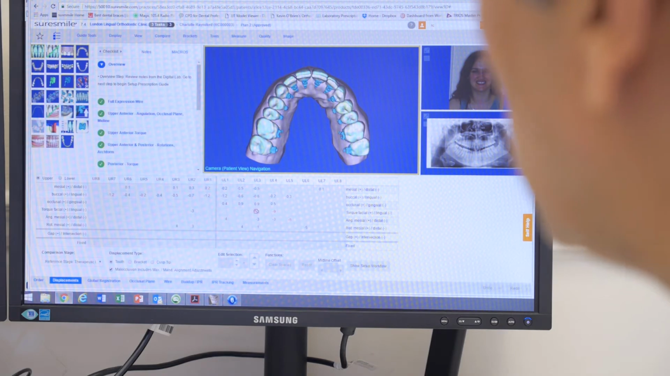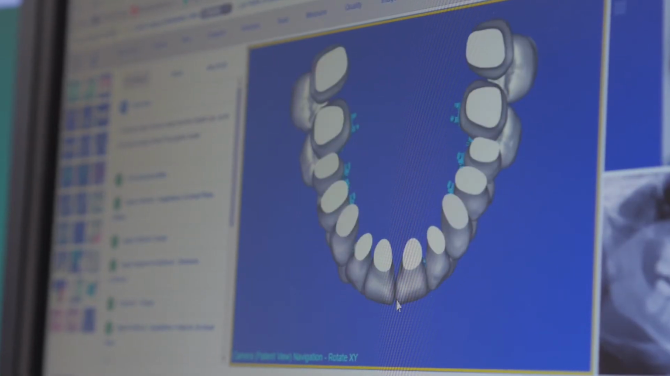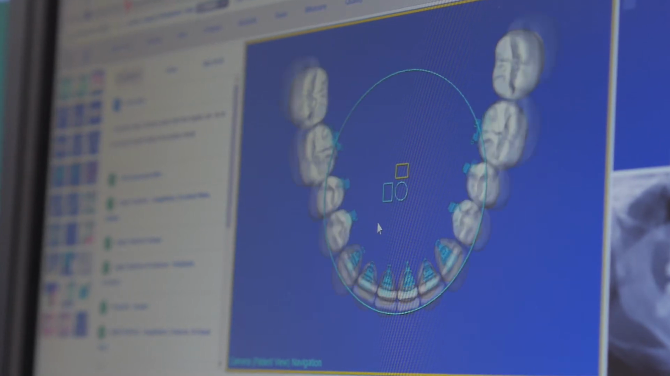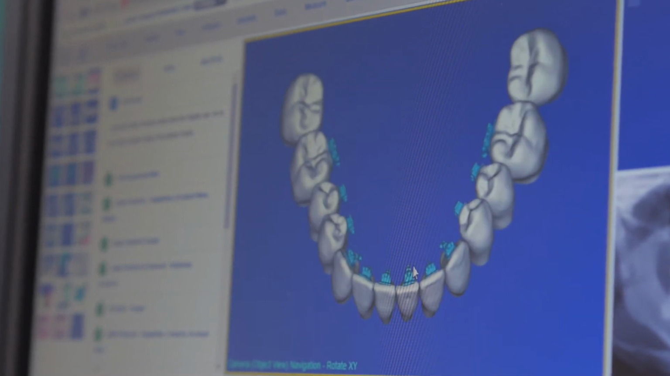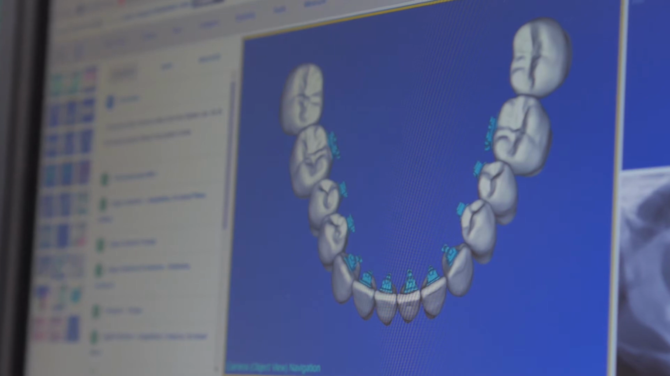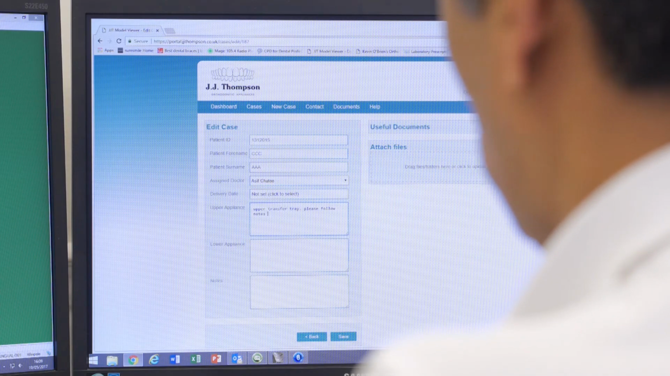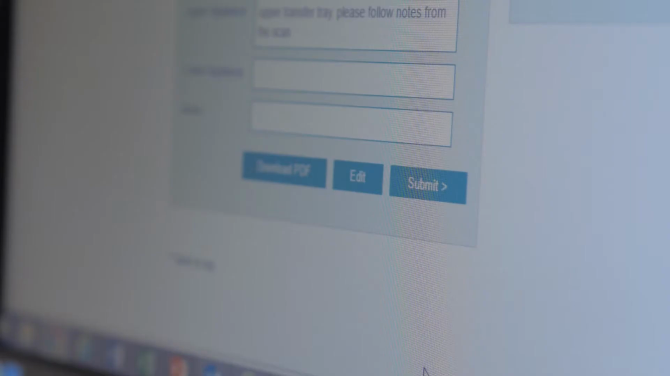The next step would involve sending that digital scan with a setup of the brackets, where we want the brackets to be placed on the teeth, to a laboratory, and we send this via an online portal and the whole process takes approximately 2 minutes from start to finish.